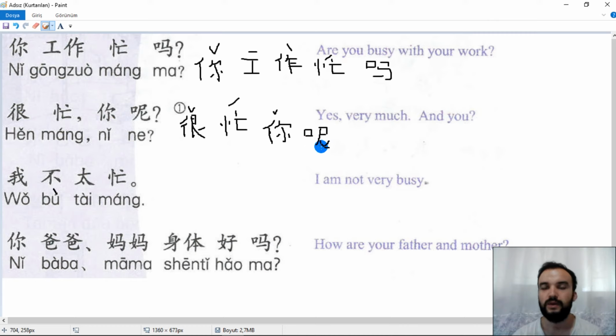This part we already know. Do you remember? Lao shi, I will write here. This part is the same in 做 and 老. When you write 老, you should write like this. It's also a third tone. Lao shi, do you remember that? Here, this part is the same. When you write 做, this part is the same again, but you should add this part and this part. It means 做, first one. Like this. Ni ne? And you? What about you? Okay.